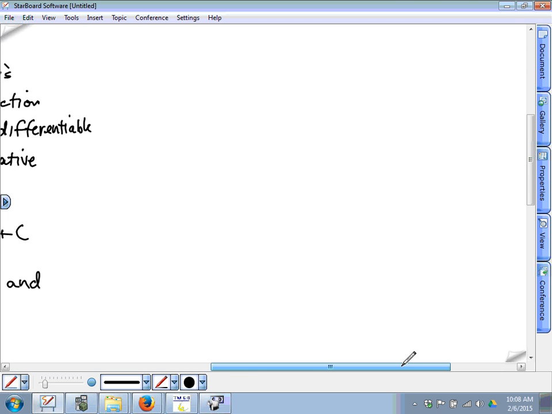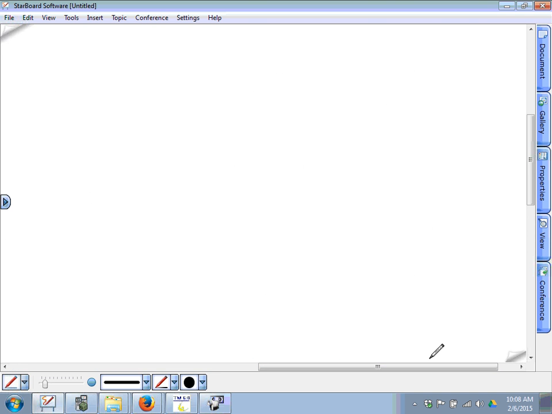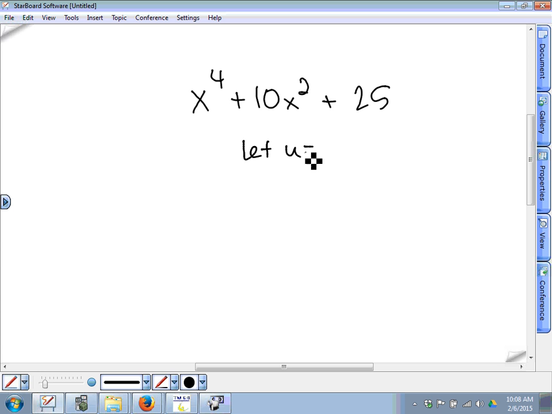Now, you guys, hopefully you've seen a little bit of U-Substitution before in pre-calculus. This problem here, for example. Do you guys know how to factor x to the fourth plus 10x squared plus 25? Probably not, but if you let u equal x squared, do you remember something like this?